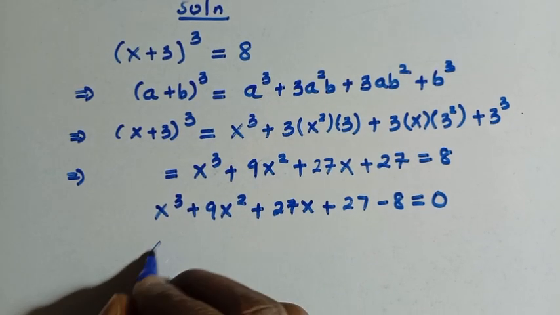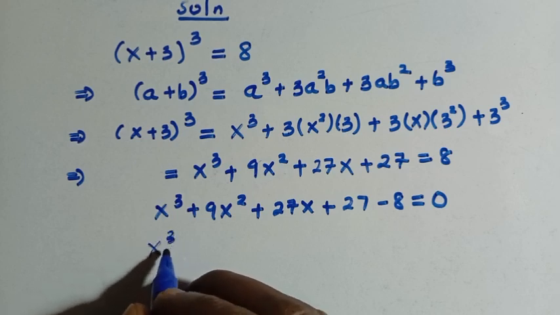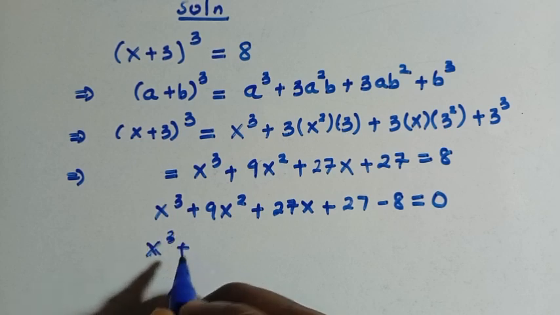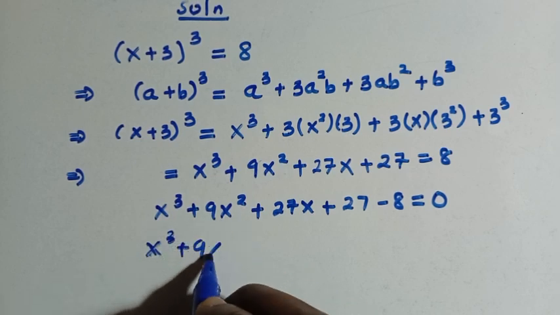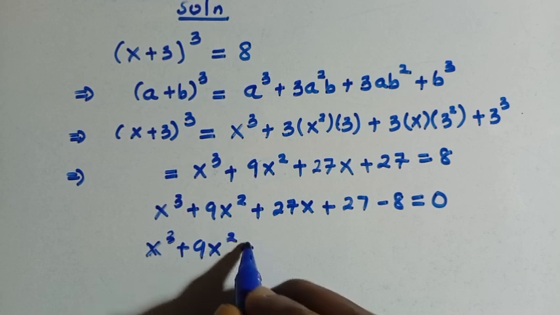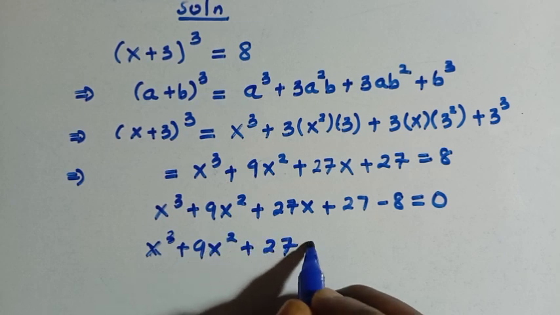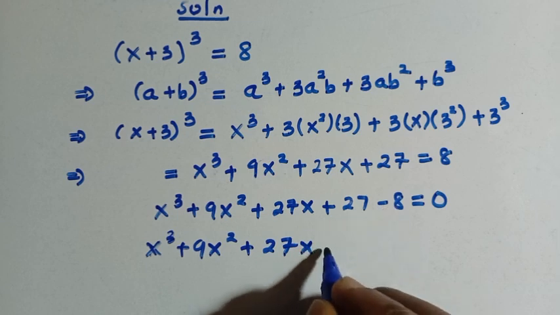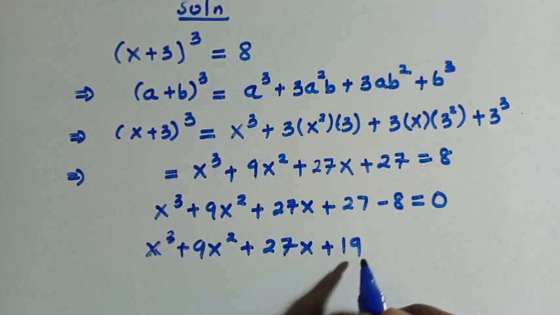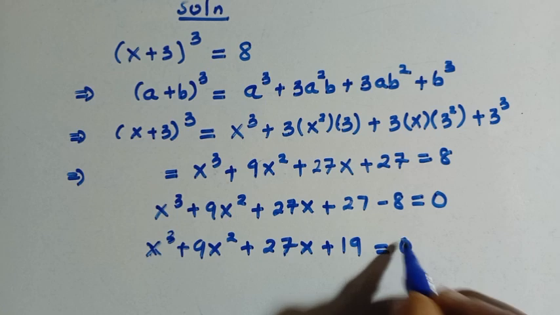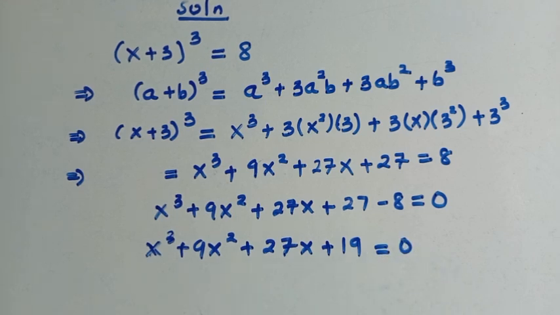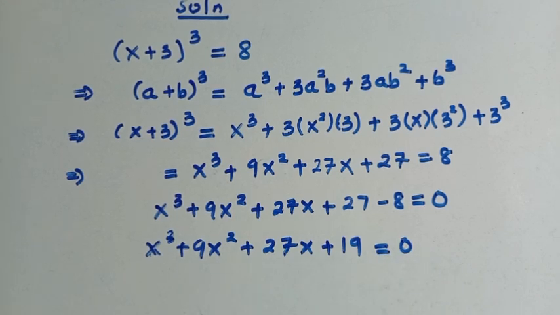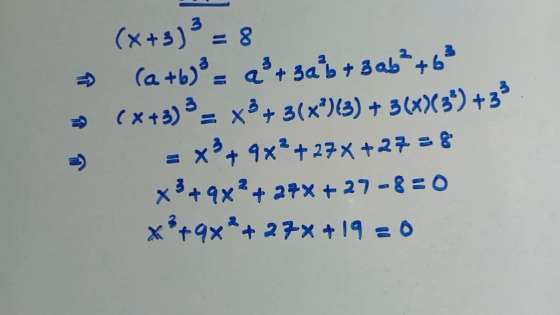So getting to this stage, we keep going as we have x^3 + 9x^2 + 27x. So when we subtract 8 from this, we get plus 19 equals 0. So we have this as a very nice cubic equation. Then we are going to find all the three values that satisfy this.